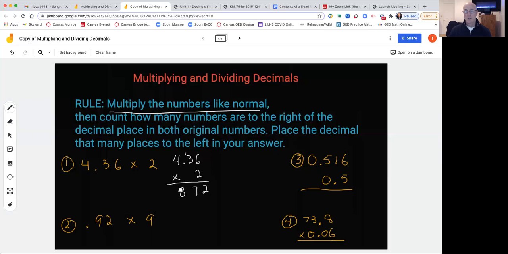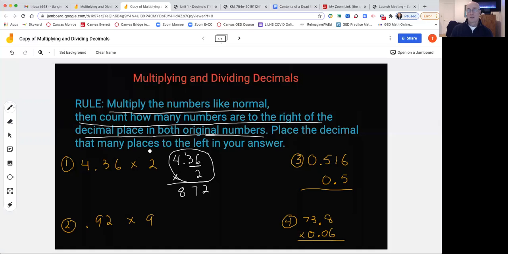Okay, so the big question in multiplying is, where does that decimal go? Well, my rule says to count how many numbers there are to the right of the decimal point in both original numbers. So if I look here on the screen, I've got both of my original numbers: here's 4.36 and here's 2. How many numbers are to the right of the decimal point? Well, at the top here, I see 2 numbers right here. These 2 are to the right of the decimal point. In the bottom number, there's nothing. So there are 2 numbers to the right of the decimal.